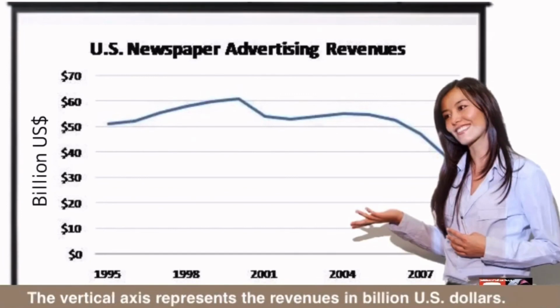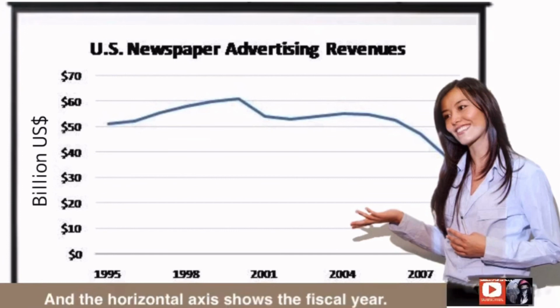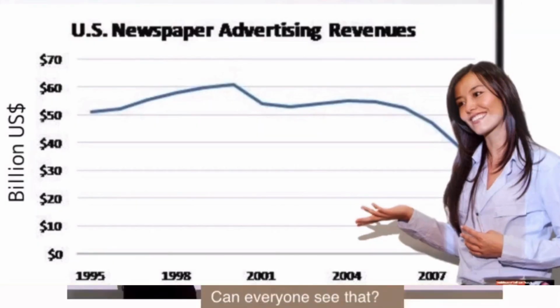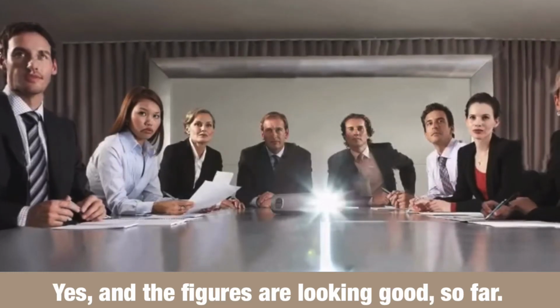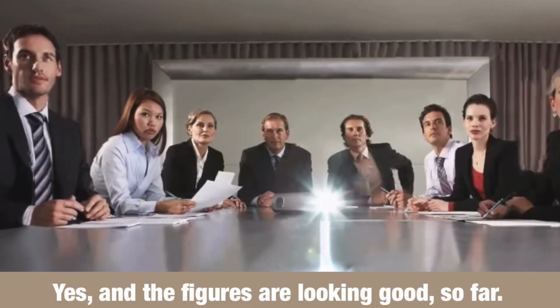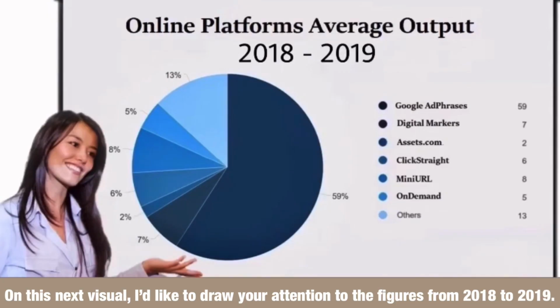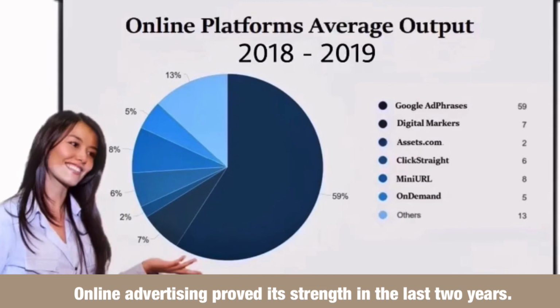Newspaper. The vertical axis represents the revenues in billion US dollars. And the horizontal axis shows the fiscal year. Can everyone see that? Yes, and the figures are looking good so far. On this next visual, I'd like to draw your attention to the figures from 2018 to 2019. Online advertising proved its strength in the last 2 years.